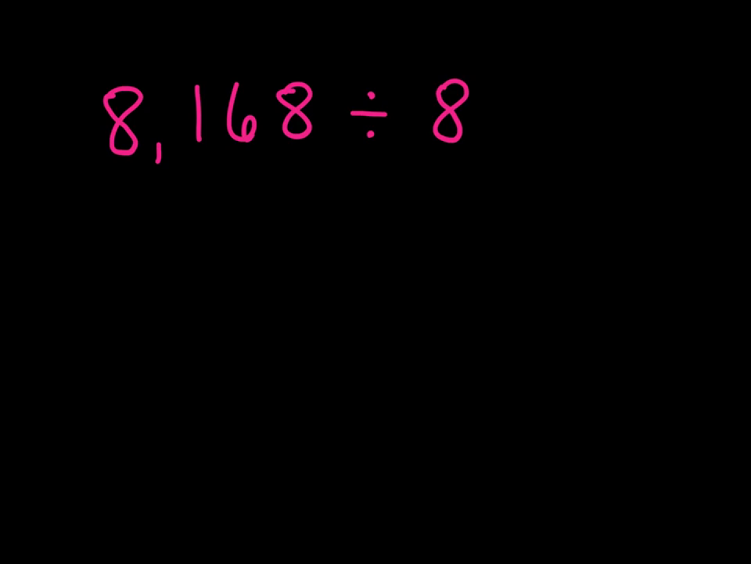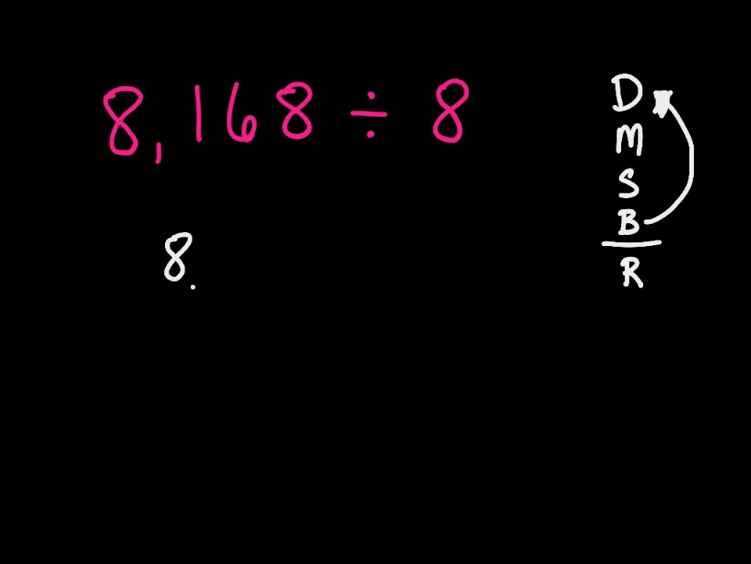8,168 divided by 8. We can still continue. A method that we could use still is the long division process. Dad, mom, sister, brother, sometimes Rover. And after we bring down, we go back to dear old dad who tells you to divide. So let's set this up in the little division house.